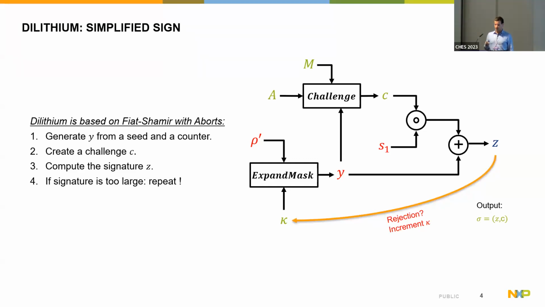So you increase the counter. That means that you will get a new Y and then a new challenge, and then you just start over the process. And you continue until the signature is small enough, and then you can release it.